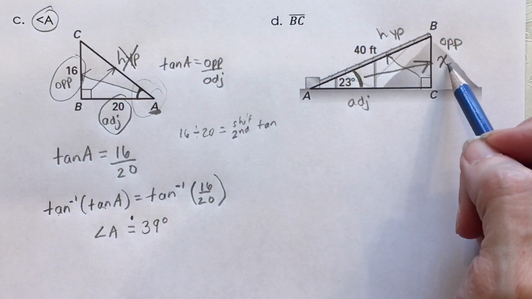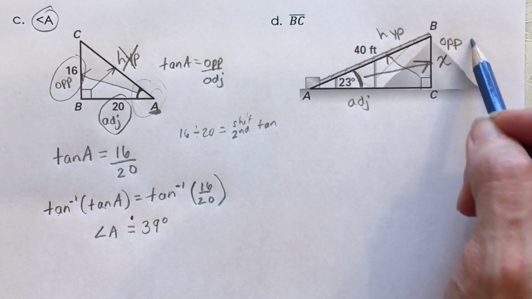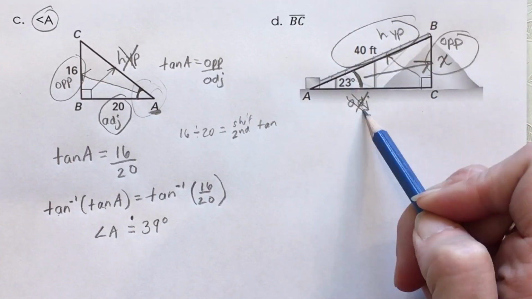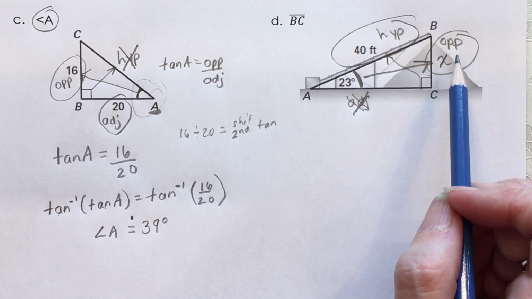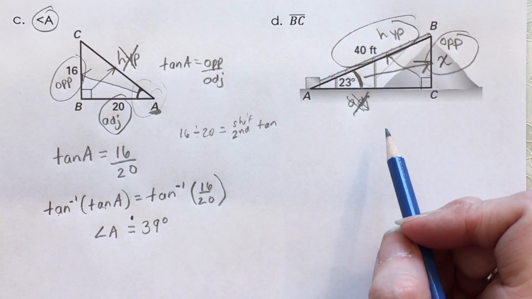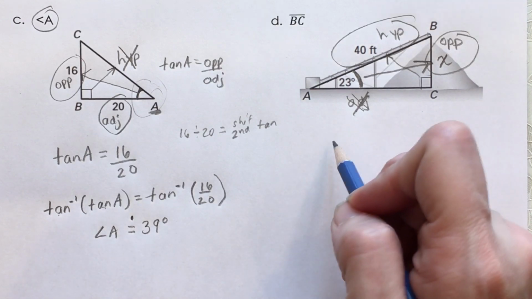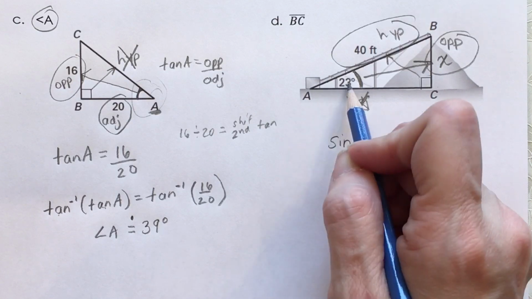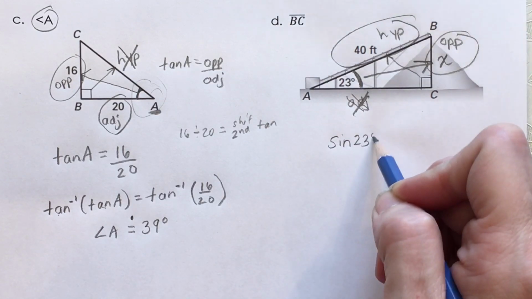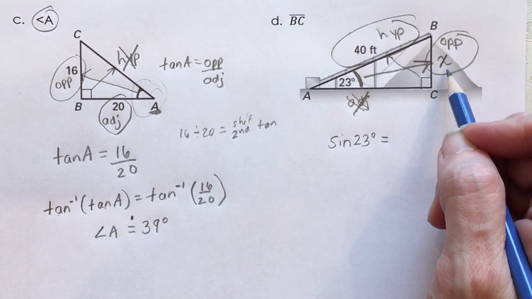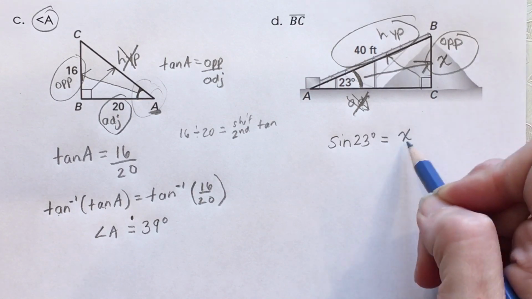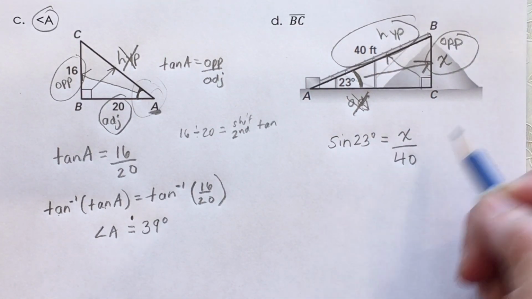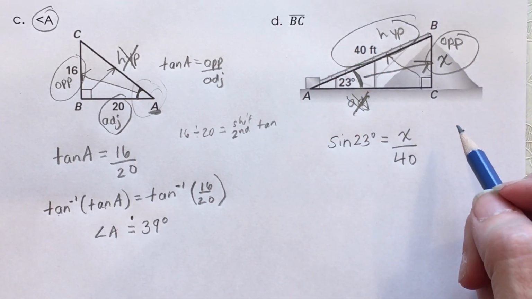In this case, we want to know X, so the opposite side is in, and we know the hypotenuse, so it's in. So we want the ratio that involves opposite and hypotenuse. And if you look back on the page before, you'll find that that is the sine. So the sine of the angle, and the angle in this case is 23 degrees, is equal to the length of the opposite side, which we're calling X, over the length of the hypotenuse, which is told to us as 40 feet.